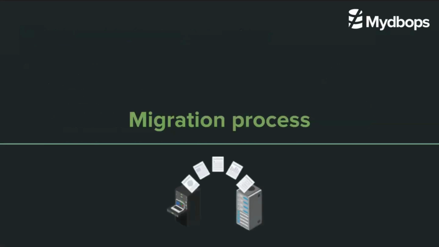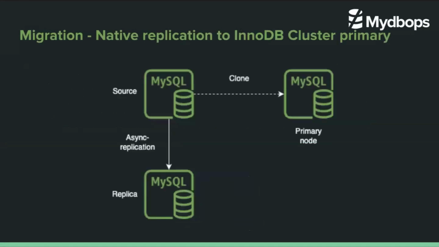Now moving to the migration process. So how are we going to plan the migration? Currently we have the setup from source to replica, whereas we are going to clone the data from the source to the primary node. By that we are going to have one primary. From that primary we will build the entire cluster.